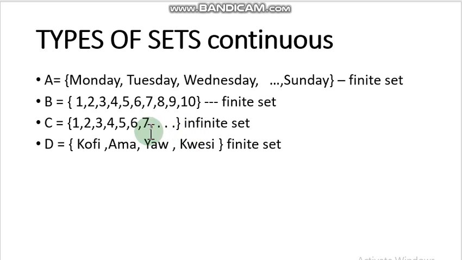Now, C, the set of natural numbers. With this three dots, that means the set goes from 1 to infinity. So the last member of the set cannot be identified. So this set is infinite. Now, the set of names of people. Since Kwesi is the last member of the set, this set is also finite. So that's it.